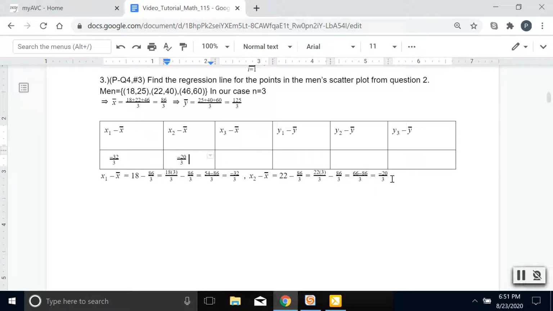Let's do x3 minus x bar. Our x3 is 46. So it'll be our x3, which we said is 46 right here, minus our x bar, which is 86 over 3. Multiplying 46 top and bottom by 3, 46 times 3 is 138, and 138 minus 86 will be 52. So it'll be 52 over 3. So we'll put that here.